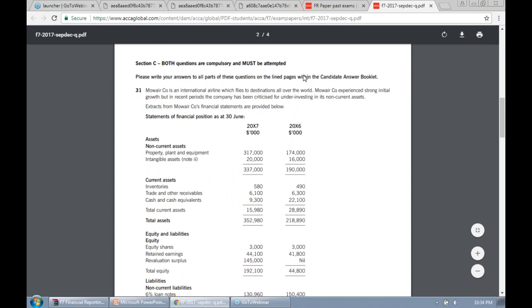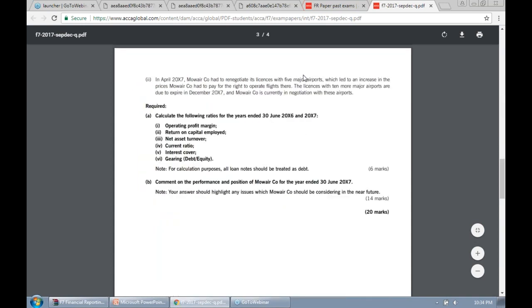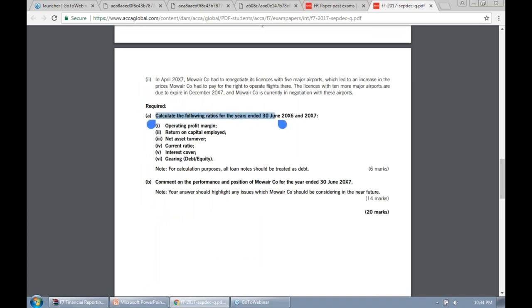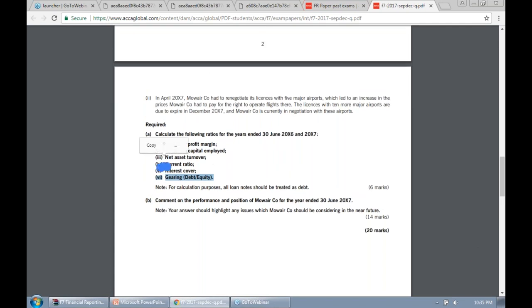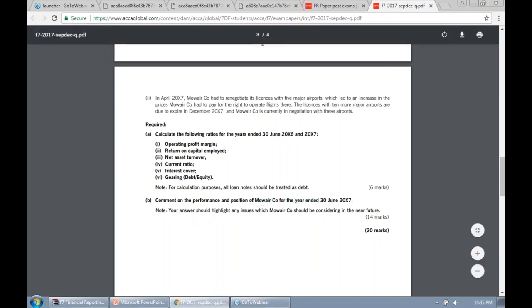Yes, here is another question for you. In this question you can see that the examiner wants you to calculate some ratios: operating profit margin, return on capital employed, asset turnover, current ratio, interest cover, and gearing. The calculation marks are 6. And comment on the performance and the position of Moyer company for the year ended. Your answer should highlight an issue Moyer should consider in the near future. So this is the hint that you should consider.